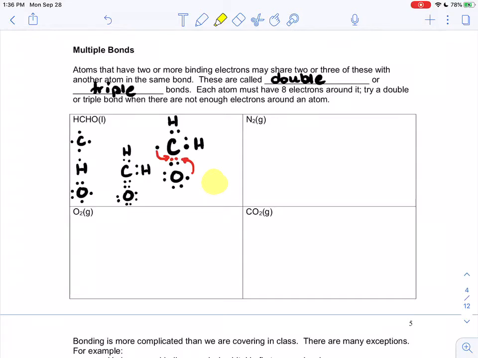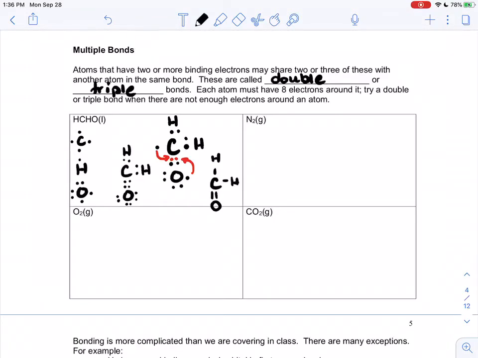So for this one, the hydrogen is going to be very straightforward. It's just the carbon with the hydrogen, because that's basically a single bond. But with the oxygen, because I'm sharing more than one pair, each pair is represented with a dashed line, and so I have a double bond. So that's the structural diagram for basically HCHO.